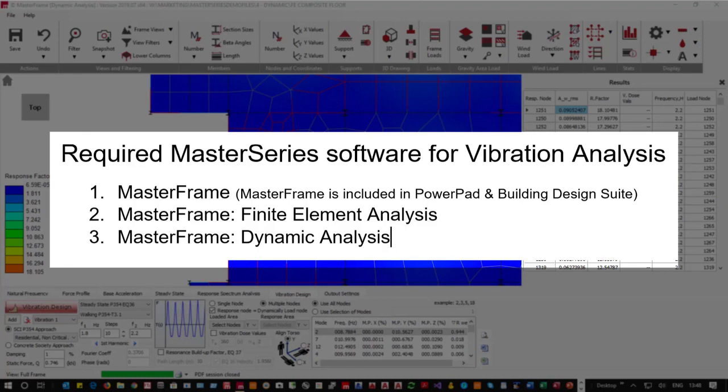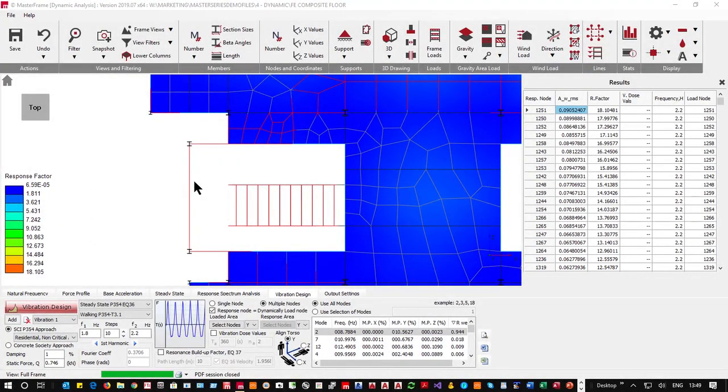In fact, even though this is a composite floor, you wouldn't even need the composite floor to do this analysis. You wouldn't need the steel design to do this analysis. In fact, you wouldn't even need area loading to do this analysis. So all you need is the MasterFrame with dynamic and vibration analysis together.